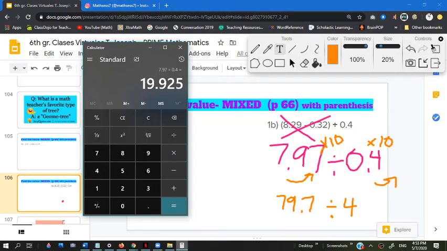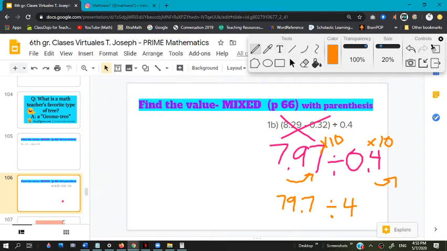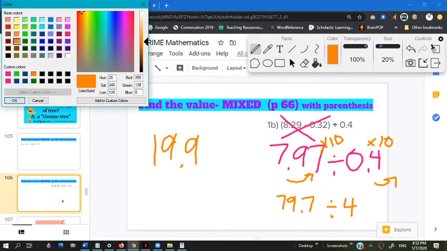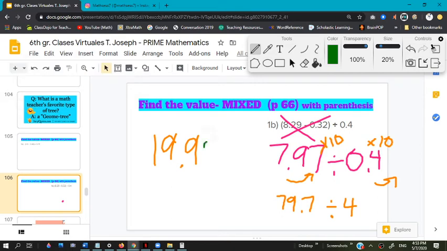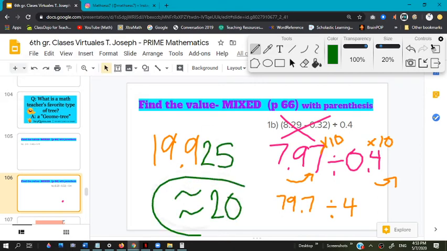Again, 19.925. If you wanted to add those other numbers, you could, if you really, really wanted to. Or approximately 20. Okay? Cool. Let's do a couple more problems.